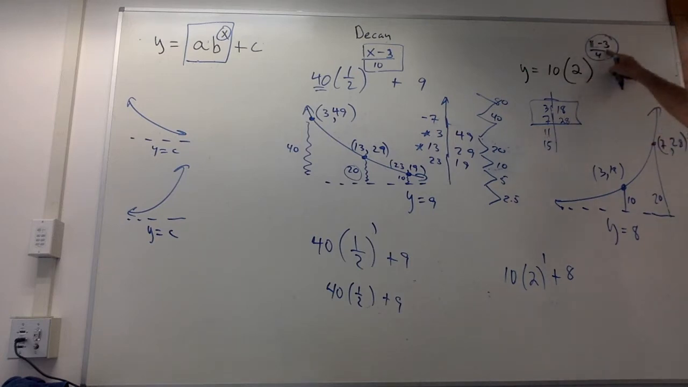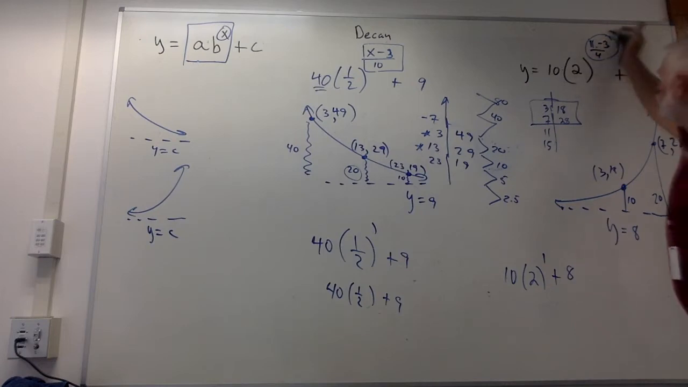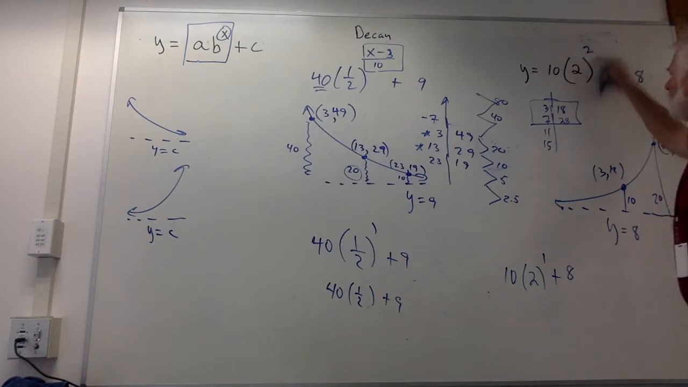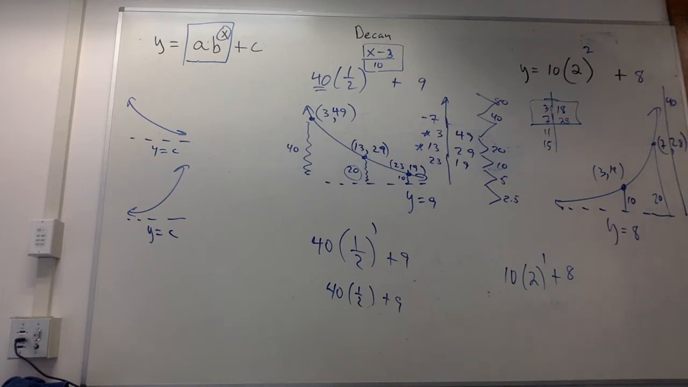11 minus 3, 8. 8 divided by 4 is 2. Well, 2 squared is 4. 4 times 10 is 40. So if that jumps 10, that jumps 20. The next jump is 40. The next jump is 80. The previous jump is 5. The previous jump is 2.5. That's the pattern.